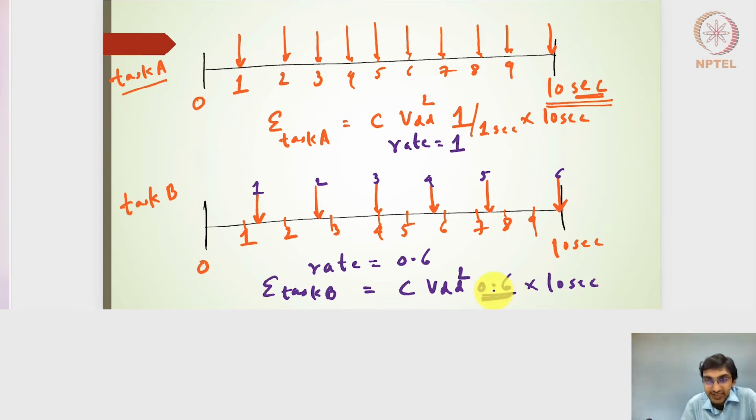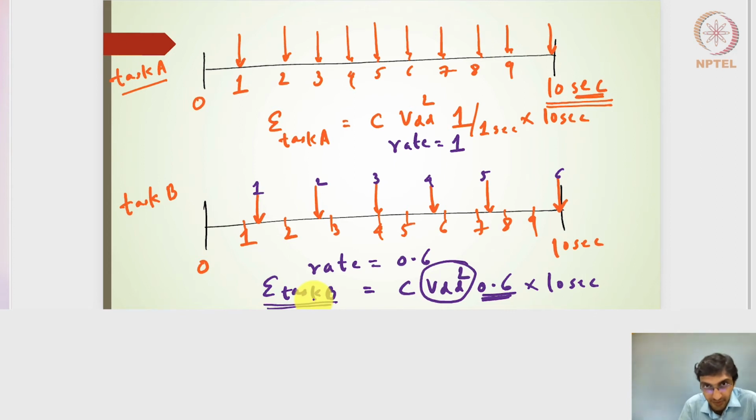What DVFS says is, whenever I am changing the rate or changing the clock so as to adjust the rate, at the same time, can I actually change the voltage rails? And if I do, not only a 0.6 rate but also a rail voltage change of 0.6, then I'm going to have a drastic change in the energy. All right, hope this is clear.